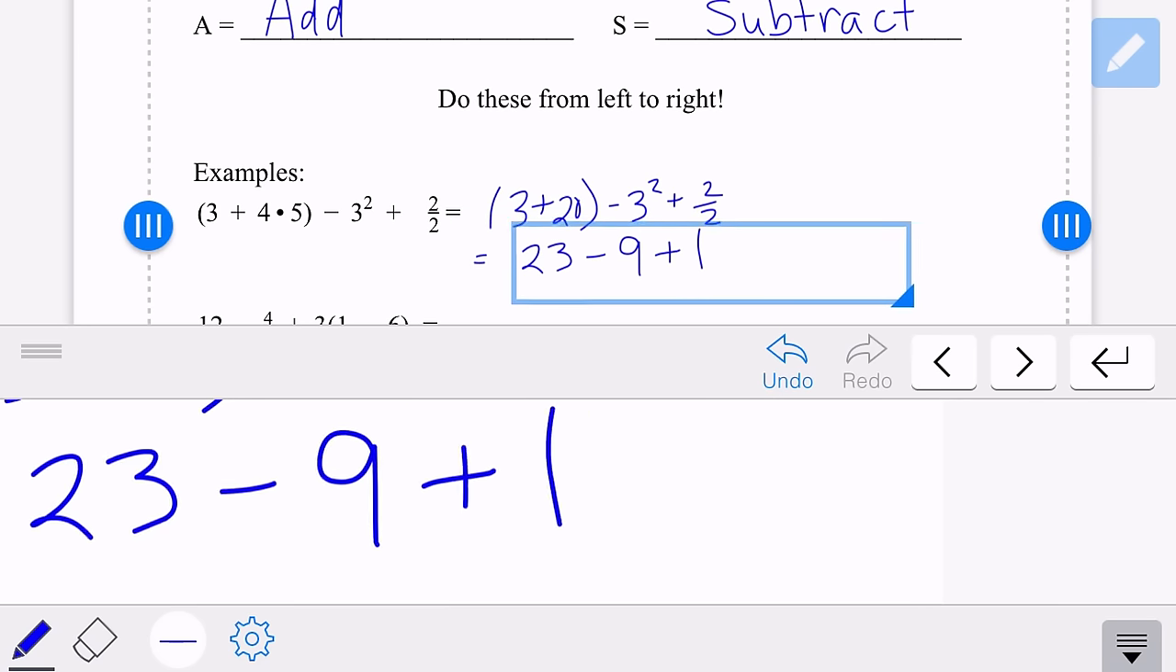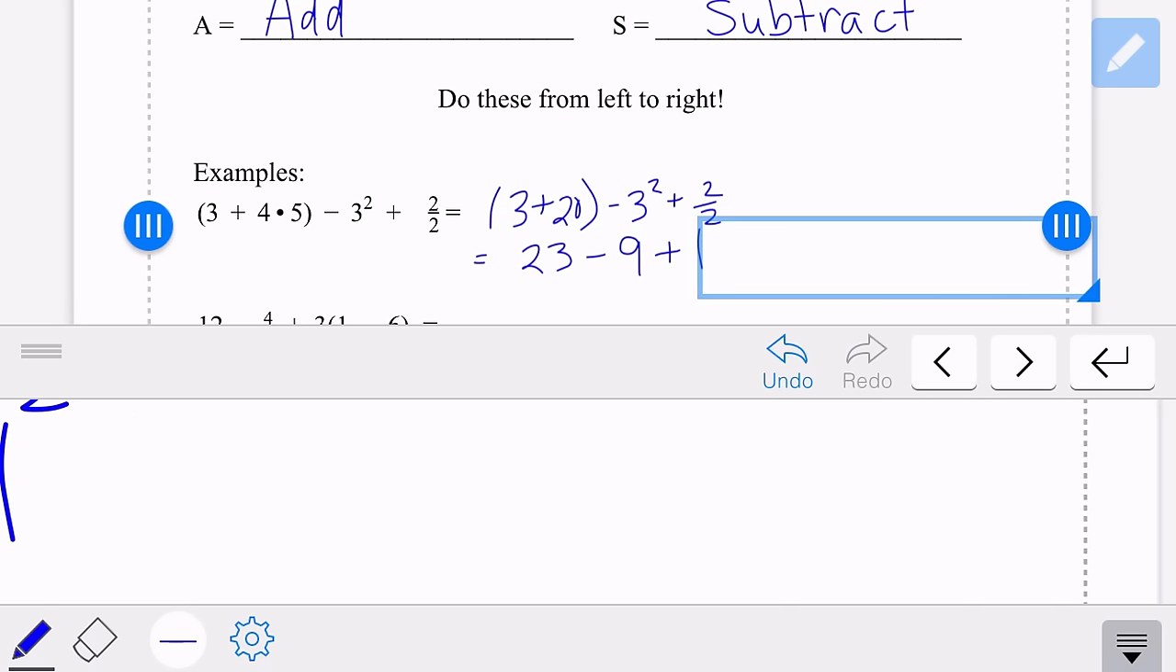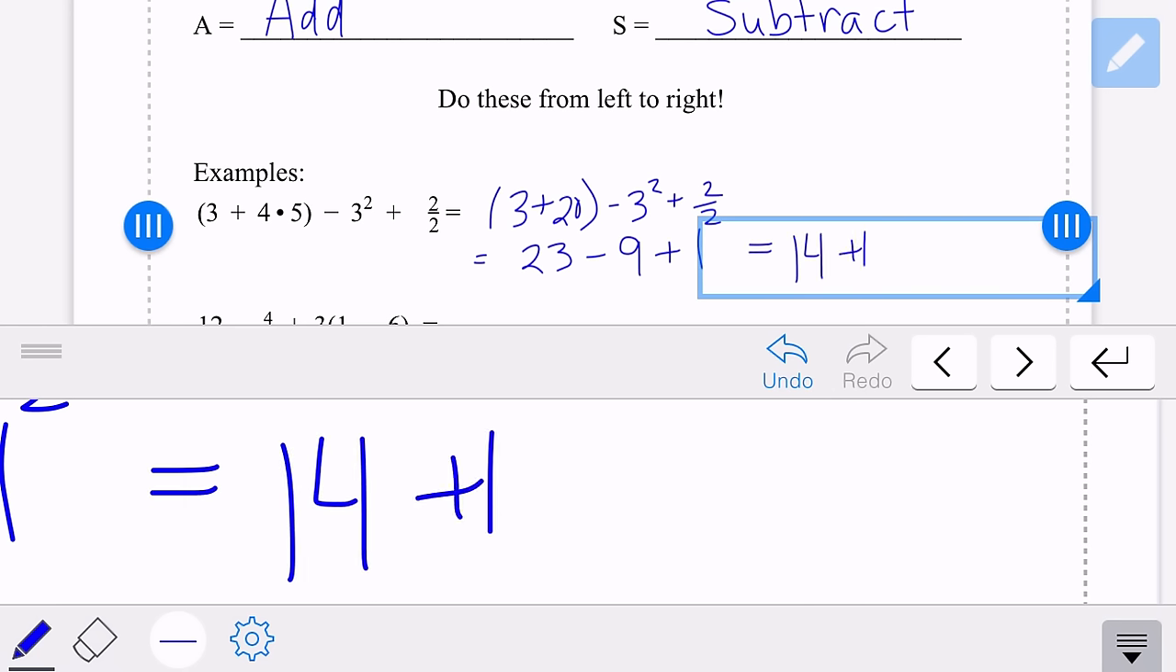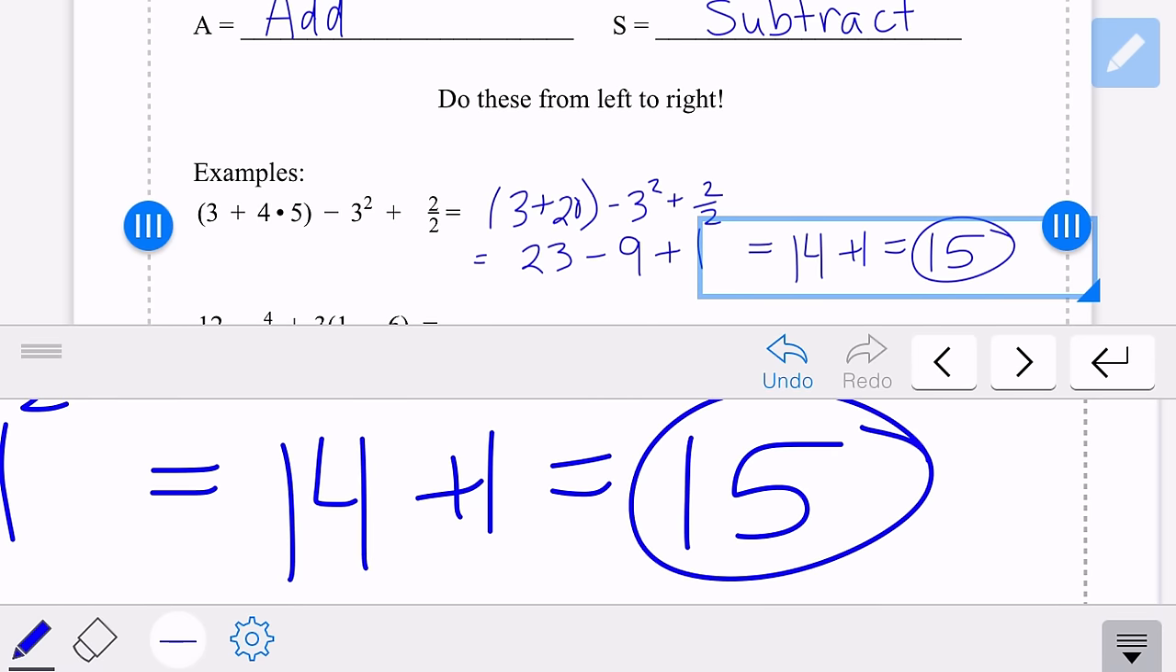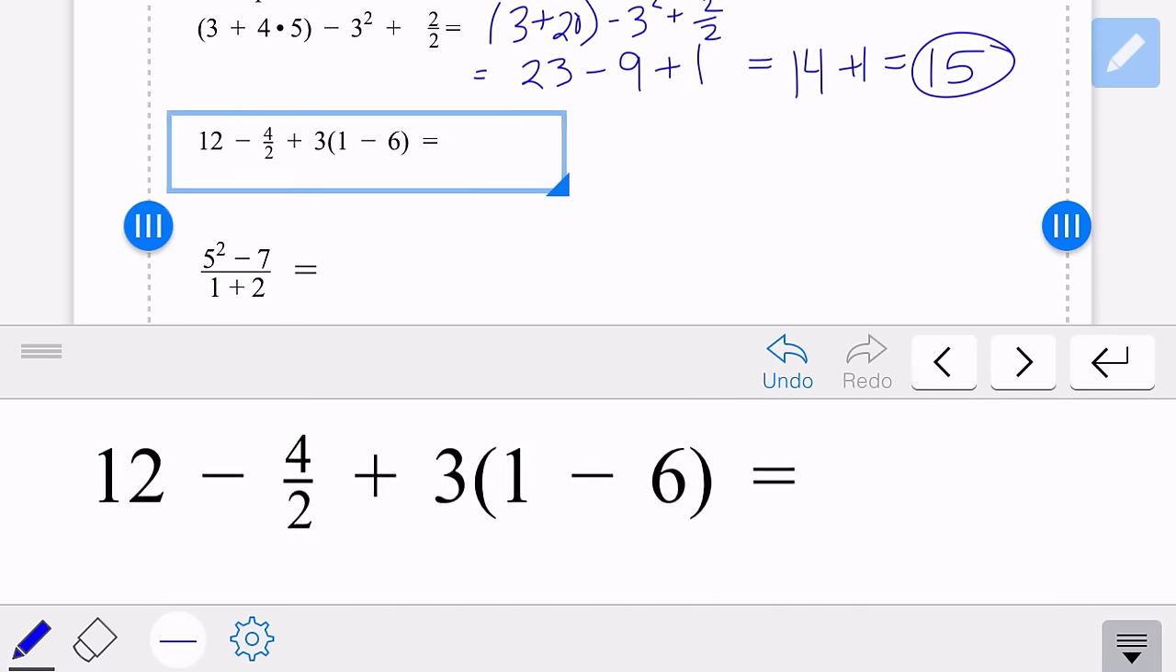Now here's where you want to make sure you're moving left to right, okay? You want to do 23 minus 9 and then plus 1. So 23 minus 9 is going to give you 14. 14 plus 1 will give you 15. So that should be your final answer. Moving to the next one here.